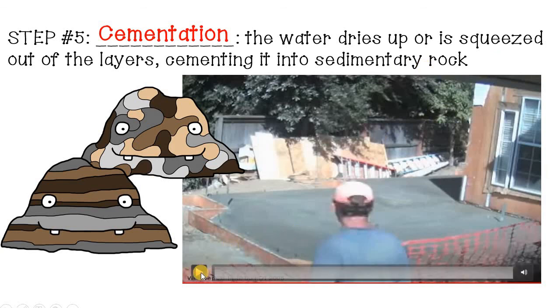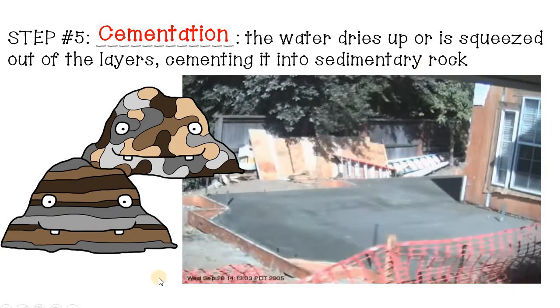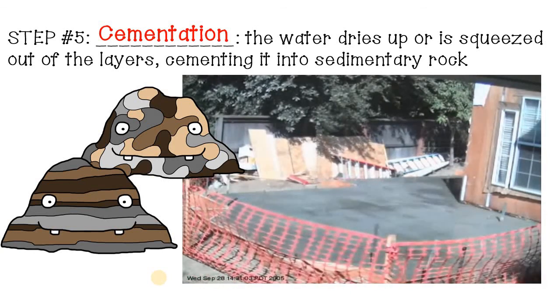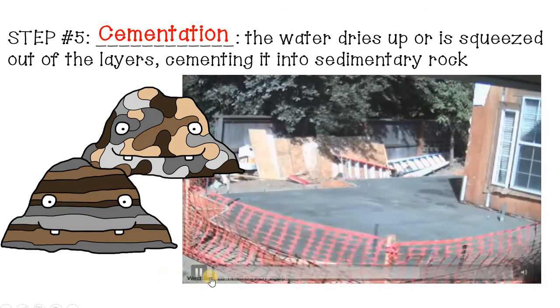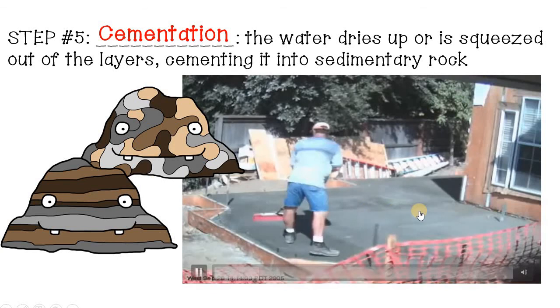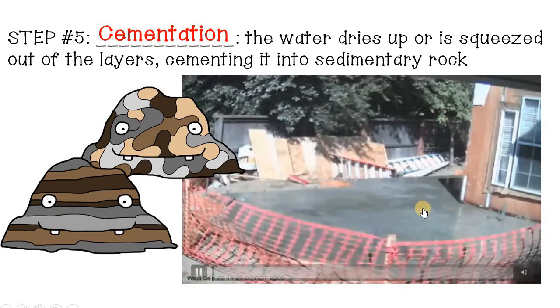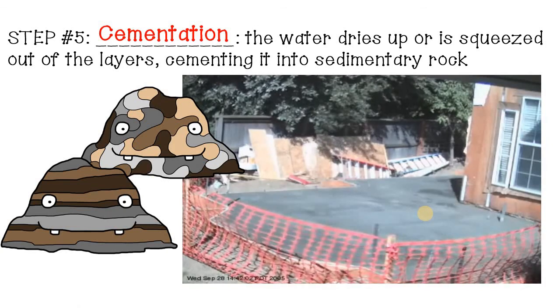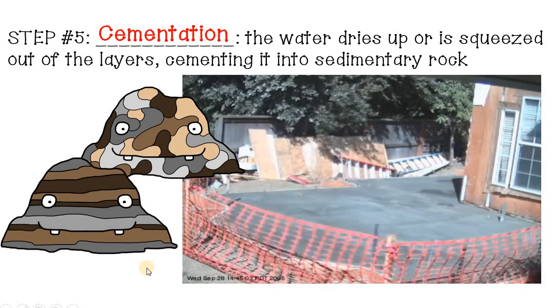So I'm going to show you man-made cementation. Here's a guy's patio that he made, and this is a time lapse, and you can actually see the color of the cement changing. I'll play it again for you so you can see it a little closer now that you know what to look for. You can see that the cement is changing color, and so this is the water being slowly pressed out of it, evaporating and leaving behind the dry, hardened rock.